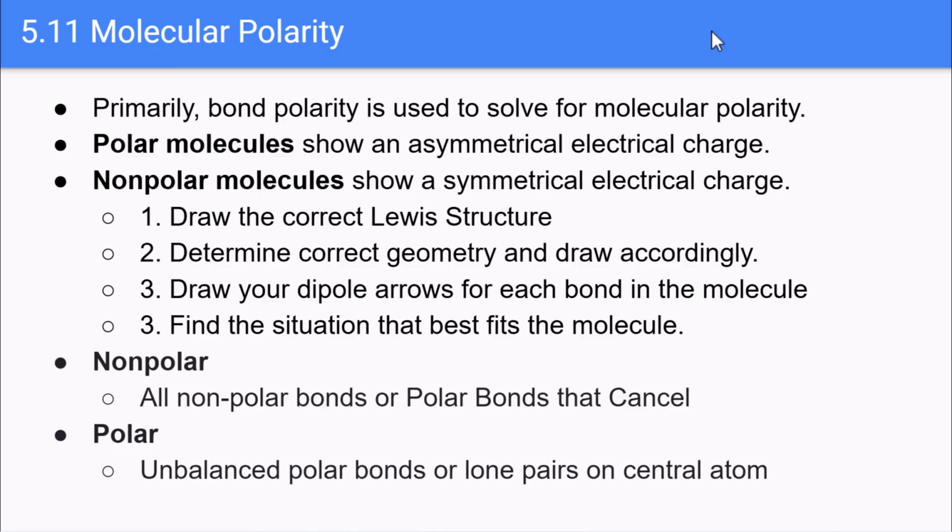All right, so we only have a few more things left to wrap up for this particular video. The first one is going to be molecular polarity, and the last thing we're going to look at is our covalent bonding nomenclature.